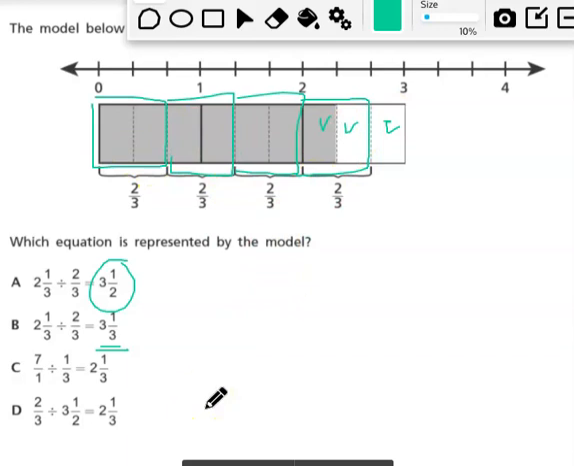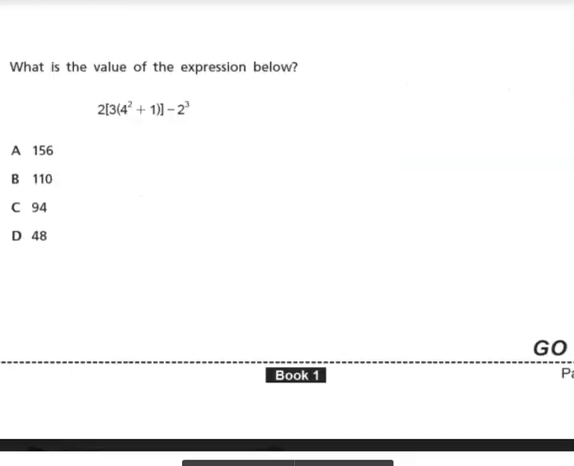Alright, let's try the next question. What is the value of the expression below? 2 bracket 3 parenthesis 4 squared plus 1 close, minus 2 to the power of 3. Or you could also read this as 2 times 3 times 4 to the second power plus 1, minus 2 to the power of 3. Alright, I'll give you a minute to do this.